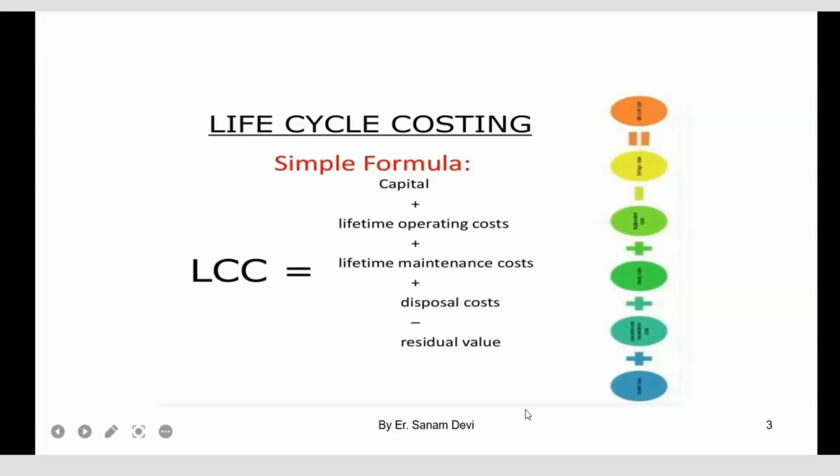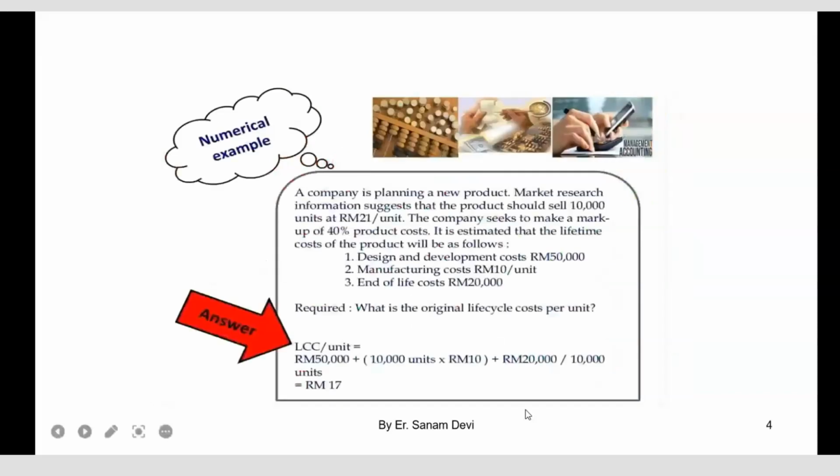This I also write here. Here I am giving one numerical example. See, a company is planning a new product. Market research information suggests that the product should sell 10,000 units at RM21 per unit. Means per unit, RM21 per unit, it will sell. The company seeks to make 40% of it product cost. This product cost is 40%.